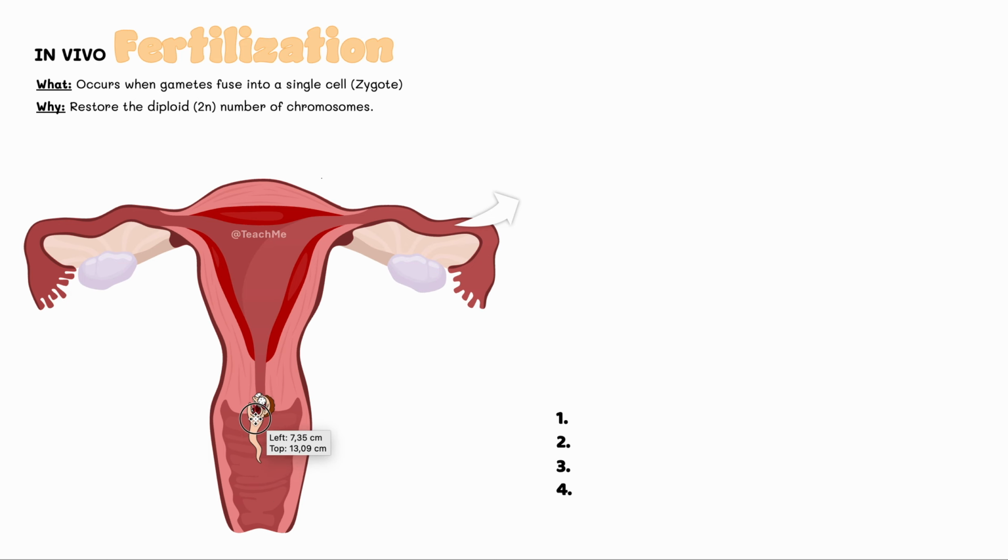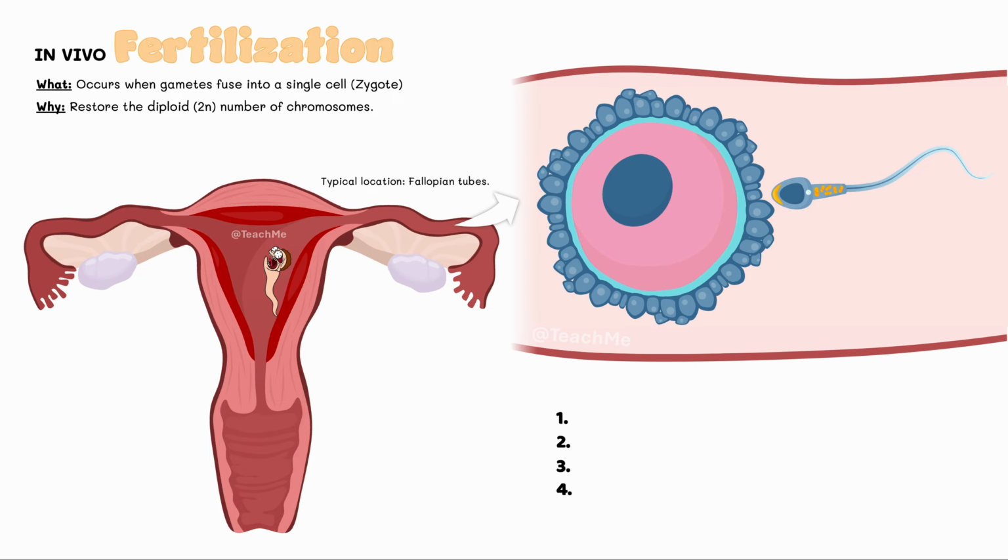It's going to swim because it's motile towards the egg. The normal place where fertilization happens is over here in the oviduct, the fallopian tubes. So let's go ahead and zoom into here to see exactly how it happens. So here we are in the fallopian tube. Here we have the egg, and here we have the sperm.